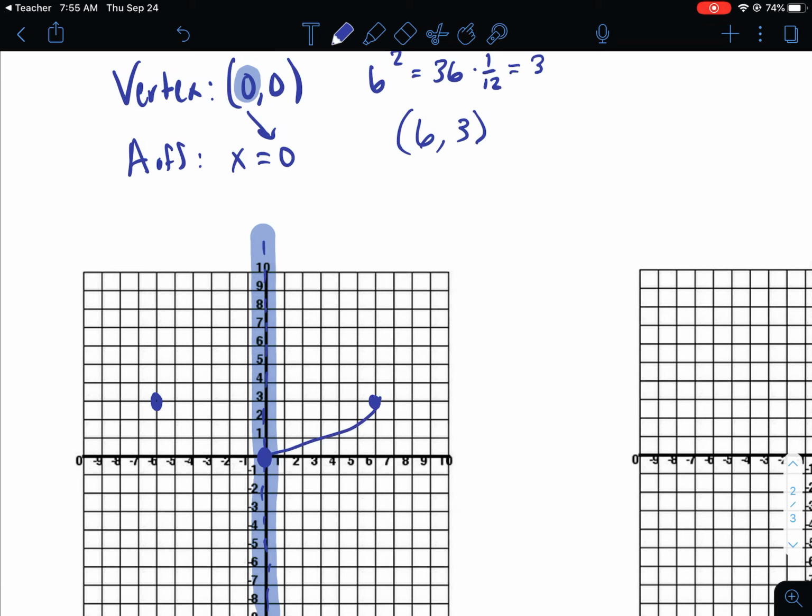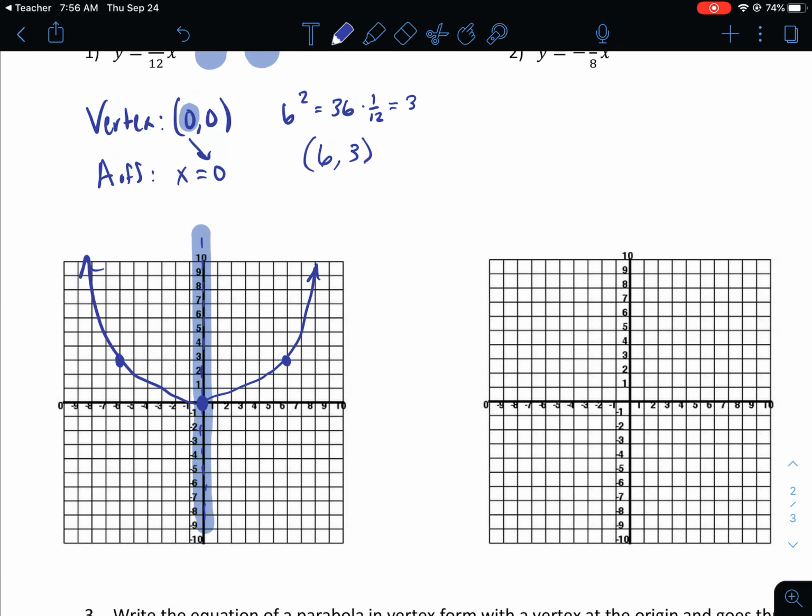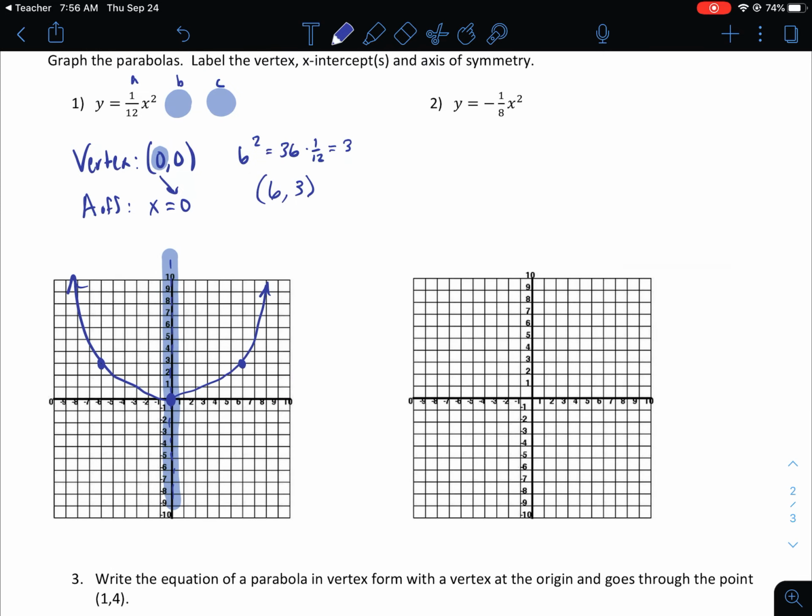And so now, that's a terrible drawing there. There you go. And so I have a parabola, and you can see how much wider it is. It's wider than normal because the 1/12, that's my A. Now, I'm not going to do number 2, but it's the same concept as number 1. The only difference is your A is negative, so this parabola would go down.